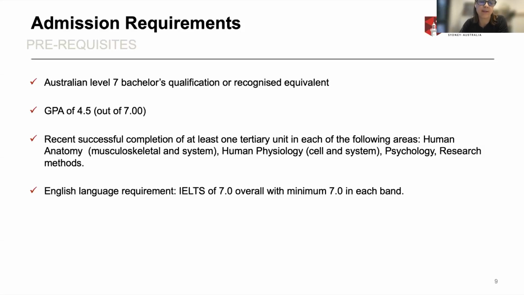In order for you to then qualify into that competitive process, generally you need a GPA of 4.5 out of 7, so that's about a credit average, but some years that goes a bit higher if we get lots of high caliber applications. And there's also an English language requirement with an IELTS of 7 with a minimum of 7 in each band.